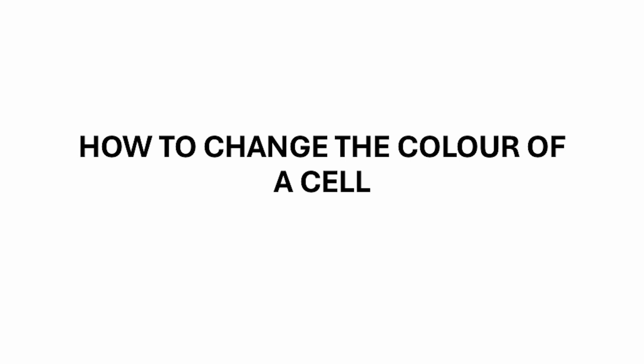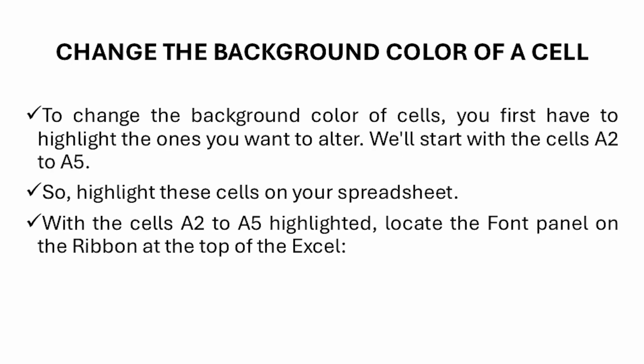How to change the color of cell. In the previous lesson, you saw how to change the font and font size in Excel. In this lesson, we'll look at how to change the color of a cell. Change the background color of a cell. To change the background color of cells, you first must highlight the ones you want to alter. We'll start with the cells A2 to A5. So, highlight these cells on your spreadsheet.